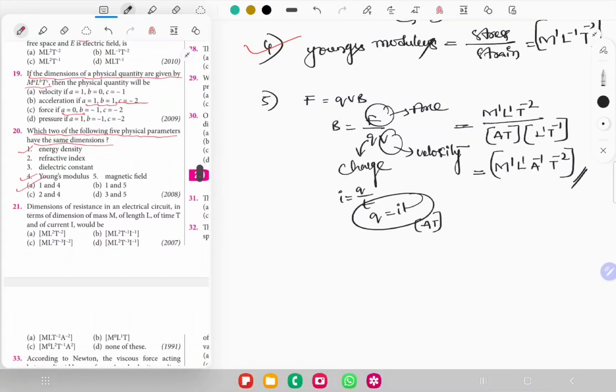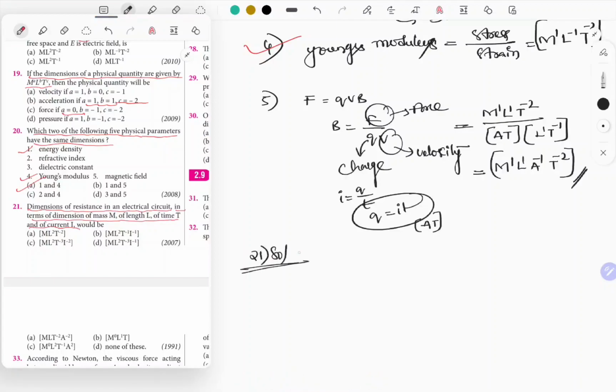Now look at question number 21. They are asking for the dimensions of resistance in an electrical circuit, but they are asking in different terms: in terms of the dimensions of mass, length, time T, and current I. So the dimensional formula should be in these terms. Okay, let's get started. The general formula for voltage V is equal to I into R. Let me start with this. Then R is equal to V by I. So one of the units I need, I got it.